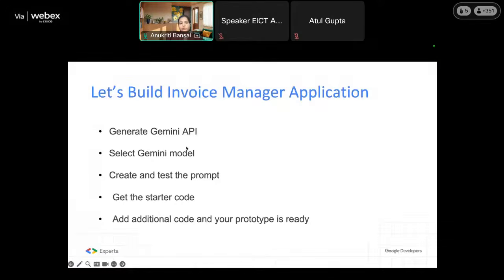So here I'm showing you how to generate a Gemini API key. It's not only a Gemini API key. Once you generate this API key, it can be used by any of your Google-based models, whether it is Gemini, whether it is Gemma, anything.